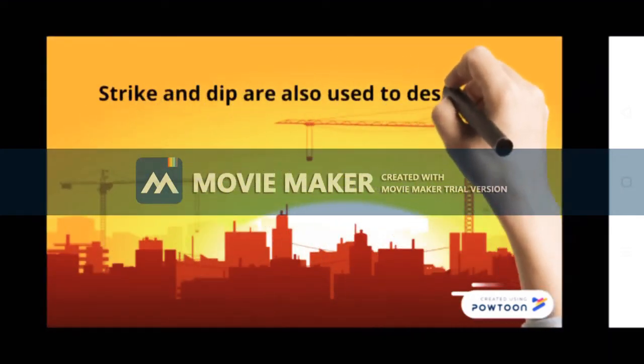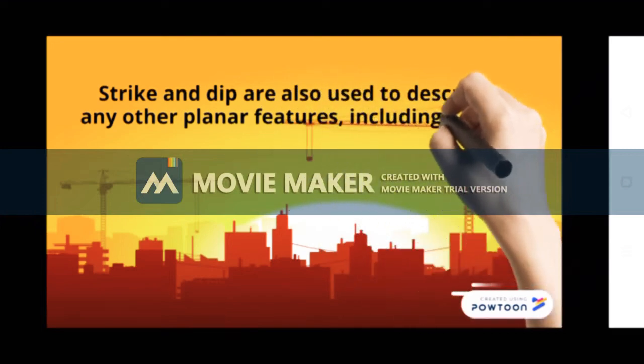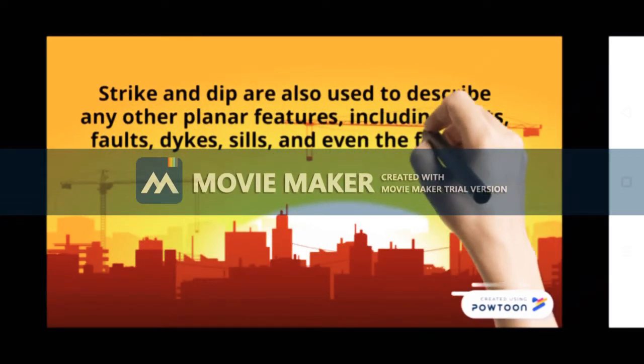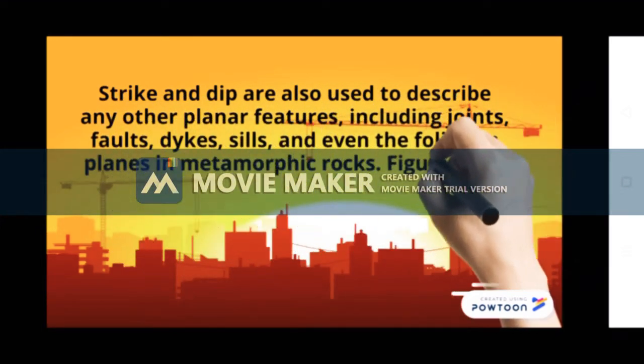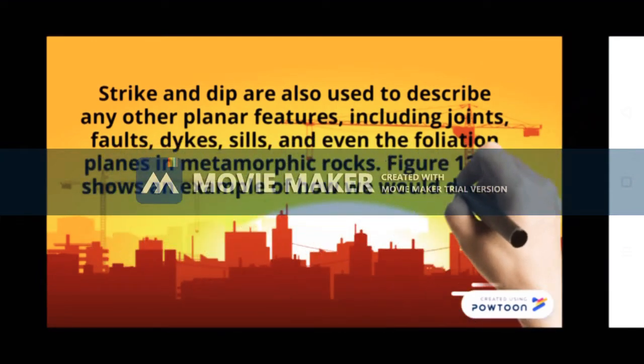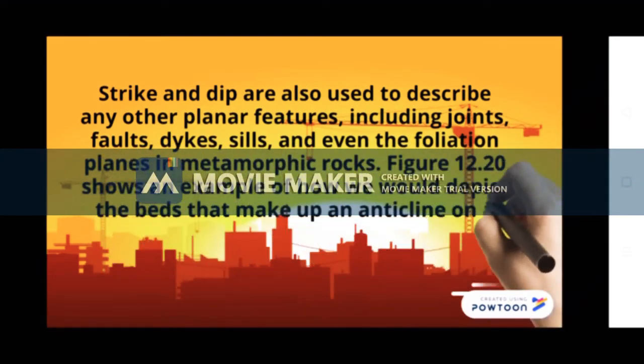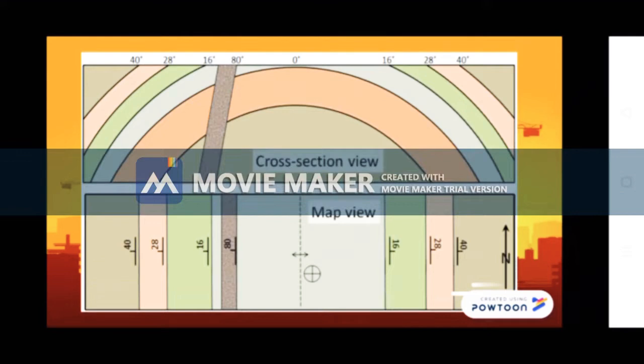Strike and dip are also used to describe any other planar features, including joints, faults, dikes, sills, and even the foliation planes in metamorphic rocks. Figure 12.20 shows an example of how we would depict the beds that make up an anticline on a map.